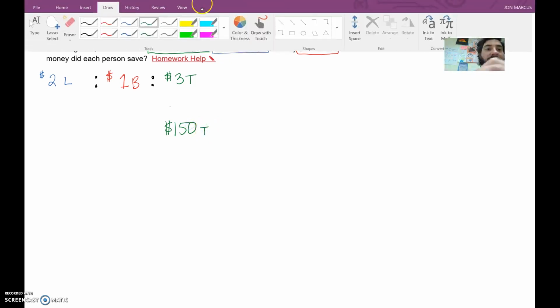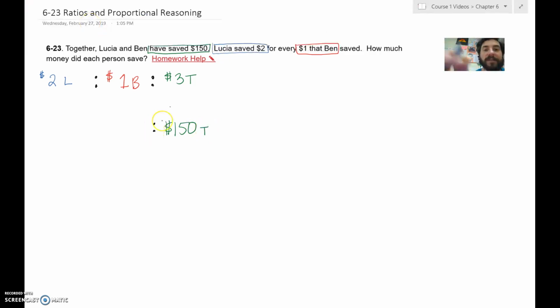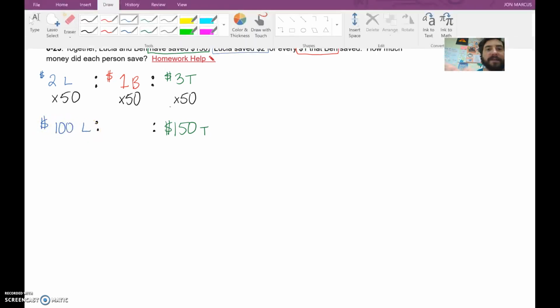So all I need to do now is think about what that multiplier is. What's happening to get from $3 to $150? They haven't saved $3, but they've saved some multiple of 3. If you take a look, 3 times 50 would get us to 150. So if Ben saves 50 times the dollar, and Lucia saves 50 times as much, what we'll end up with is our answer of Lucia saving $100 and Ben saving $50.